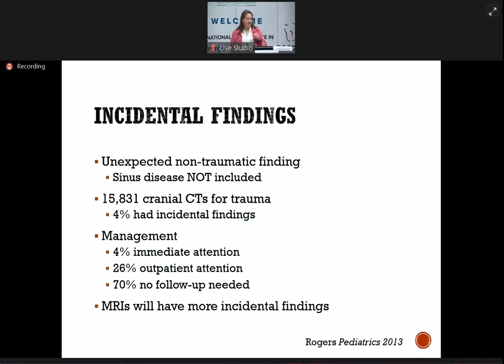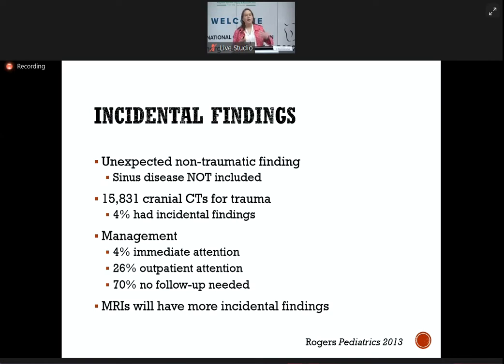This large study of 15,000 CT scans of the head done for trauma found that 4% had incidental findings. Very few of those incidental findings needed immediate management. A few of the children in the study actually had brain tumors identified at the time of their CT for head trauma. But a quarter of them needed some outpatient follow-up, some additional clinical evaluation, and 70% were incidental and no follow-up needed. But it is an important unintended consequence of the imaging studies that we do.